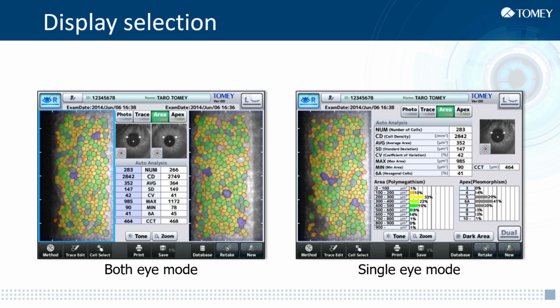When it comes to the analysis screen, there are two options, both eye mode and single eye mode. Both eye mode is to compare the information of both eyes on one screen, and single eye mode is to see more detailed information of the eye, like a graph of classified shape or size.